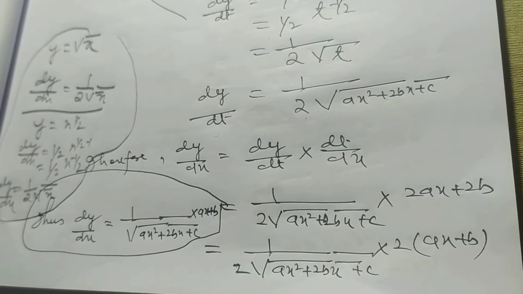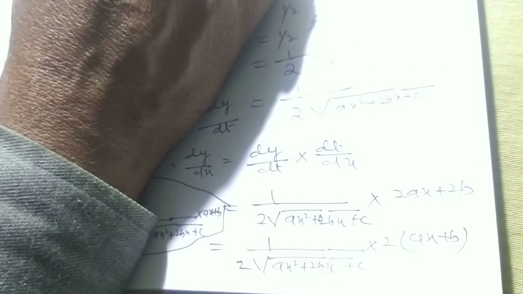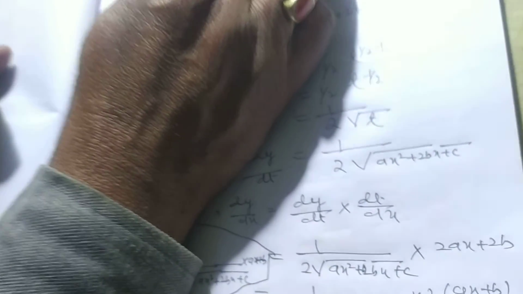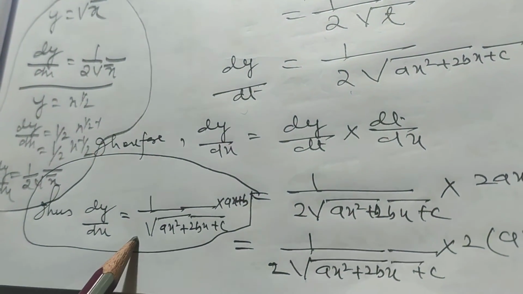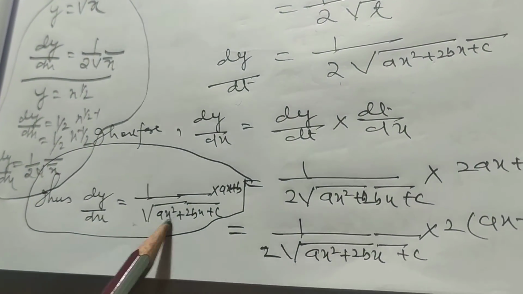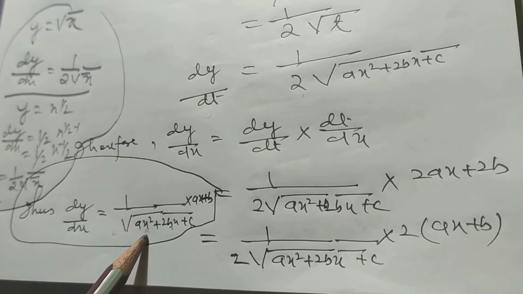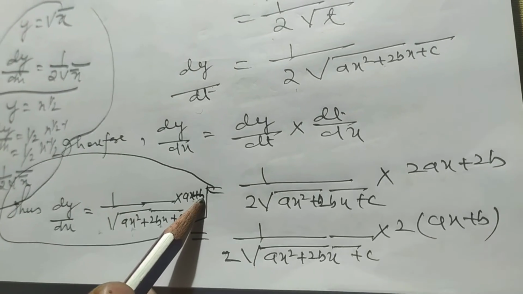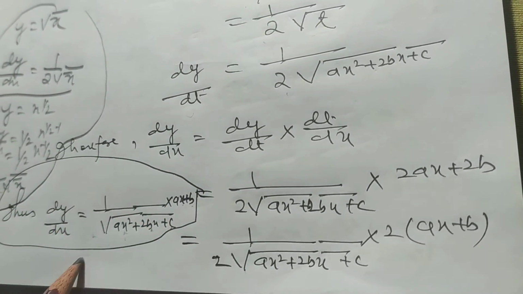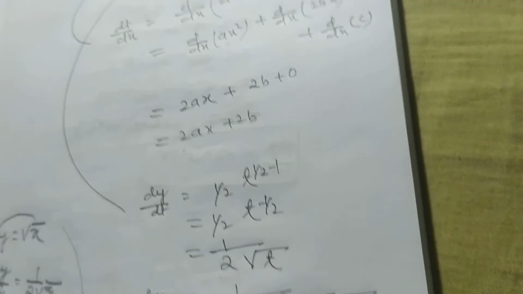So now, by applying this method, y is equal to root over x square plus 2bx plus c. So dy by dx is equal to 1 by 2 root over x square plus 2bx plus c. Now you differentiate this base. It will be 2x plus 2b. 2 cancels, and this will be the result. So my dear student, you can solve it directly in this way.